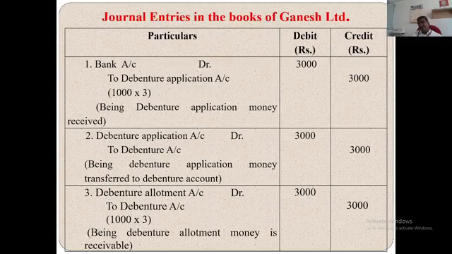Next, debenture allotment money due. Journal entry: debenture allotment account debit to debenture account. How much? 1000 into 3. 1000 debentures, allotment money due ₹3. So 3 into 1000, 3000 debited to debenture allotment account, to debenture account 3000.